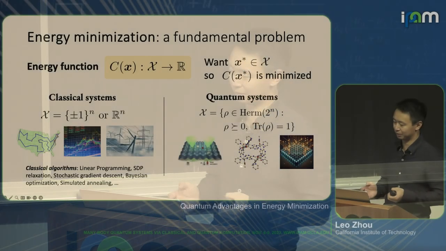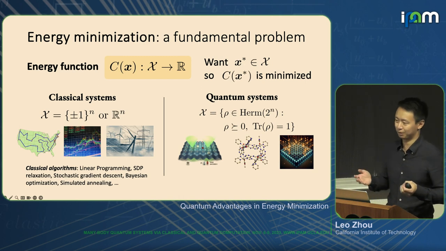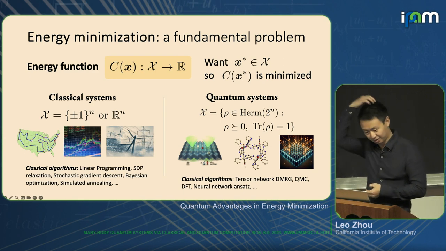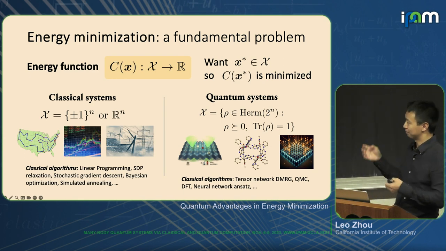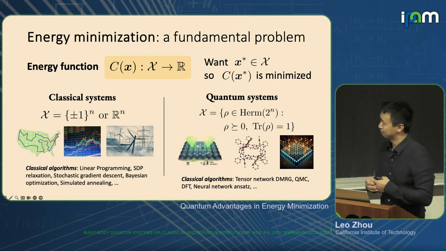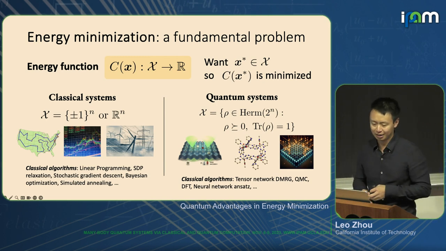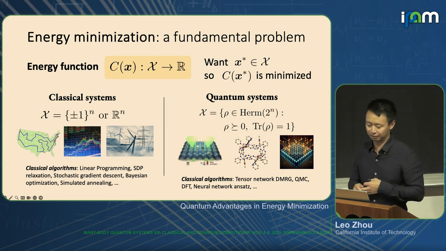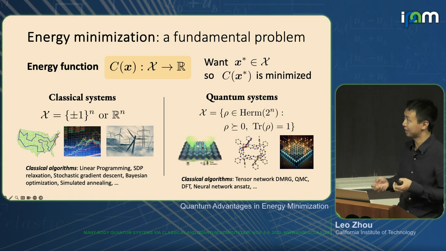And for the case of quantum systems, even though the problem is quantum, since we don't have a quantum computer yet, we have also seen talks from earlier this week showing very surprising efficacy of classical algorithms such as tensor networks, quantum Monte Carlo, density functional theory, and even neural network ansatz that have been very successful in minimizing energies of quantum systems. So given the success of these classical algorithms for both types of systems, it's unclear if there's any quantum advantage in solving the problem of energy minimization.